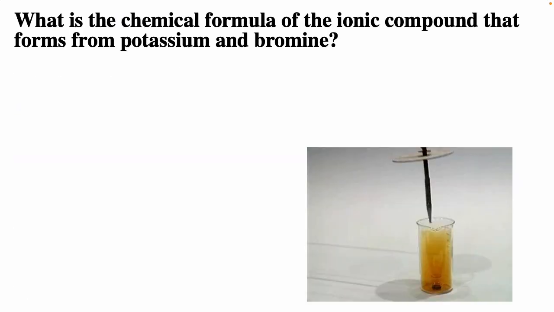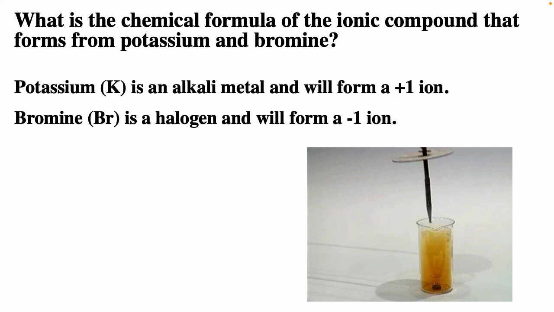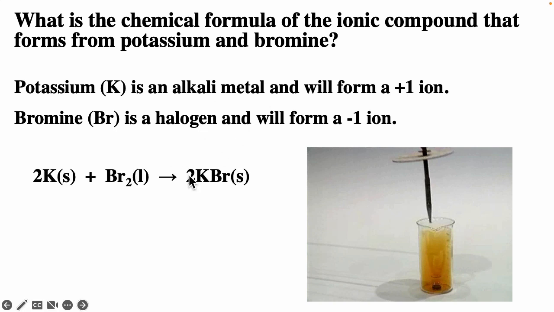And so what is the chemical formula of the ionic compound that forms from potassium and bromine? Well, potassium is an alkali metal, so it's going to form +1. Bromine is a halogen, so it's going to form a -1 ion. And so potassium bromide should just be a 1-to-1 ratio.